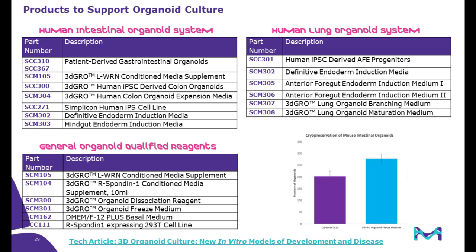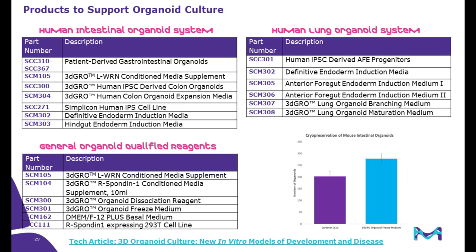Besides our human intestinal organoids, we also offer general organoid-qualified reagents such as our LWRN conditioned media supplement for culturing PDOs, our R-spondin 1 conditioned media supplement. We also offer organoid dissociation reagent and our organoid freezing medium. We also have our R-spondin 1 expressing 293T cell line available for making your own conditioned media.